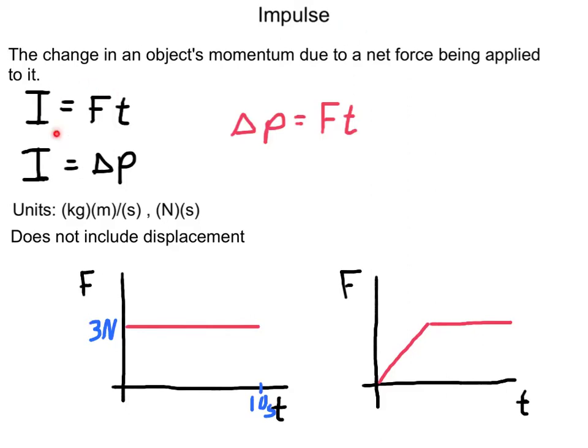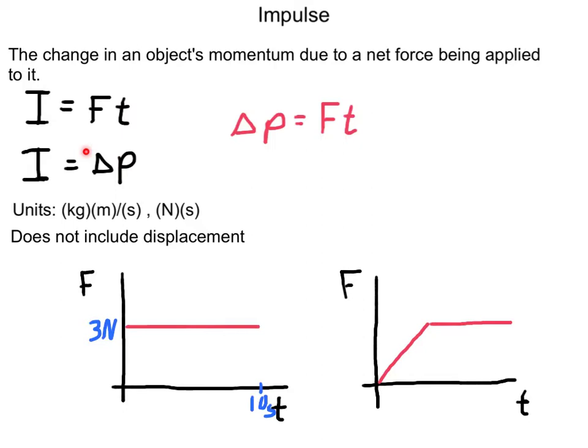Now, impulse is the change in an object's momentum due to a net force being applied to it. So impulse I is the net force that you apply, assuming that force is constant, times the time that you apply that force. You push with 5 newtons for 3 seconds, so 5 times 3, an impulse of 15 kilogram meters per second. Impulse actually has the same units as momentum because impulse is also equal to the change in momentum.